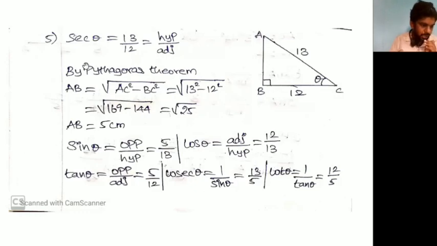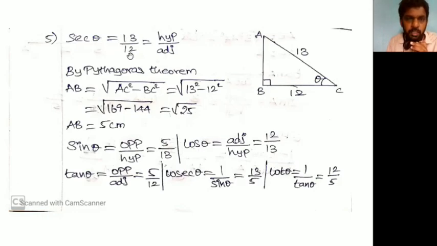Fifth question. Given secant theta is equal to 13 by 12, calculate all other trigonometric ratios. We'll be finding all the other trigonometric ratios here. By Pythagoras theorem, we have to find the third side. First, we'll have to draw a right angle triangle. Let this triangle be ABC, and let this angle be theta. It is given that secant theta is equal to 13 by 12.